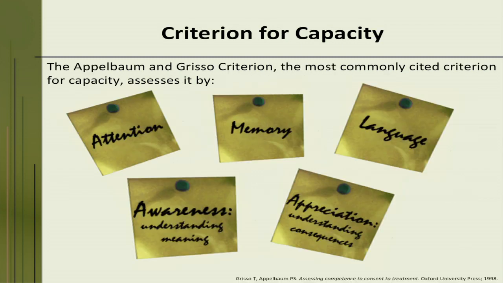So what are the criteria for capacity? Well, the Appelbaum and Grisso criteria, the most commonly cited criteria for capacity, assess it by looking at attention, memory, language, awareness, and appreciation. And these will become very important, especially awareness and appreciation.